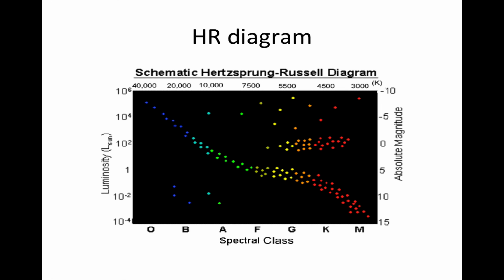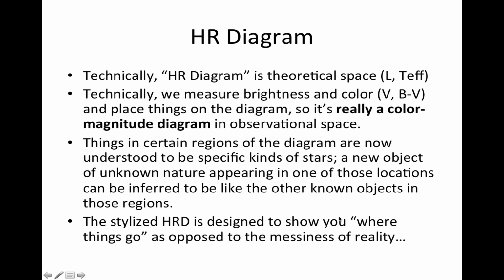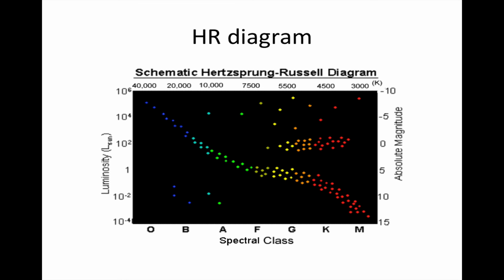So if we go to this HR diagram and I gave you a new object and said, well, it fell down here, you would say, oh, well, that's a white dwarf. If I give you a new object and say, what is it? It's over here. You can say, well, it's a red giant. So you now have understanding about the nature of a new object once you understand where it gets placed on this color magnitude diagram. The thing is that is a stylized HR diagram, and reality is messier. So that's the cartoon version.